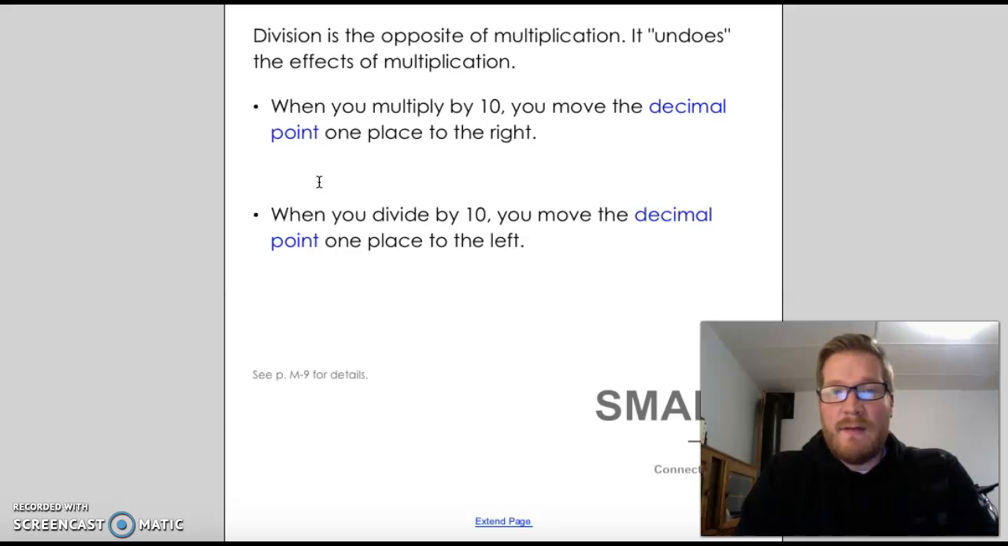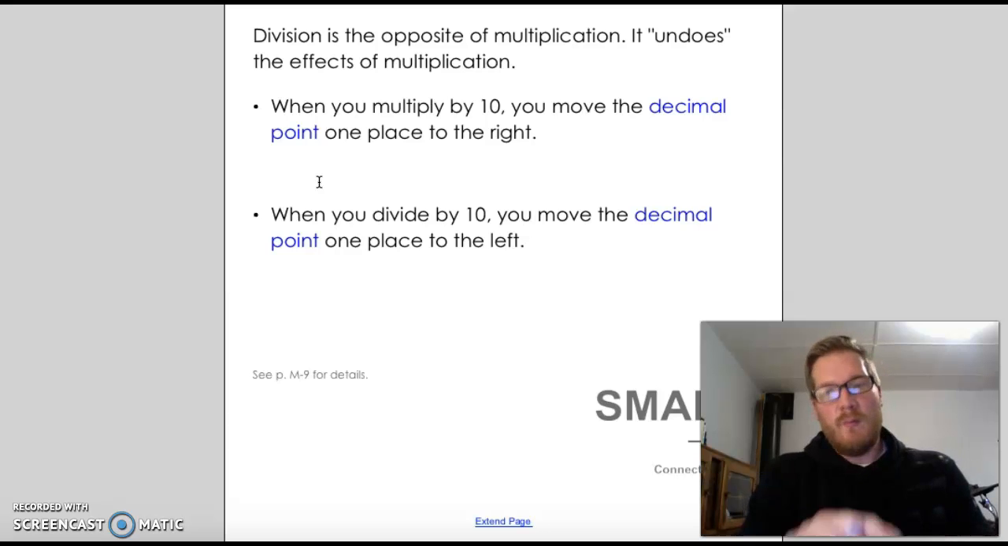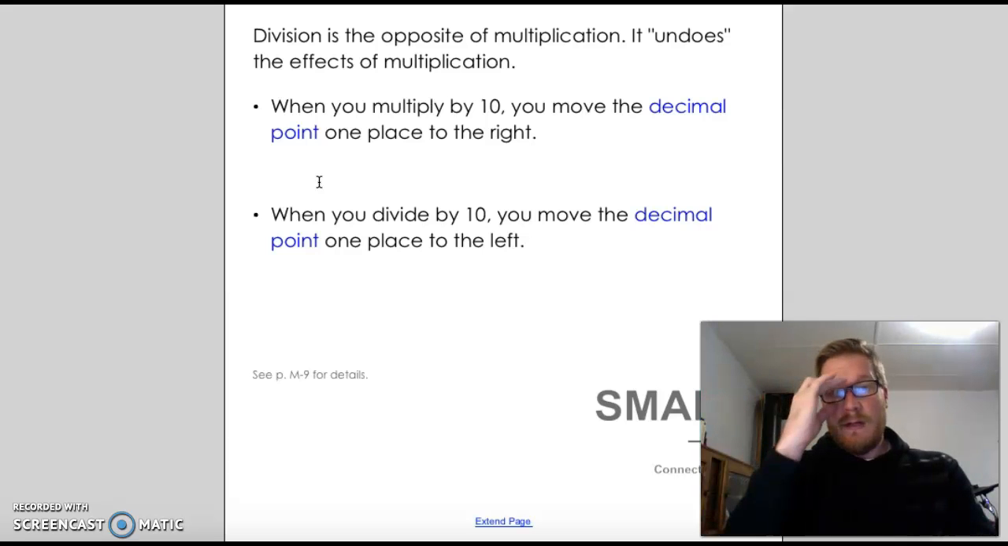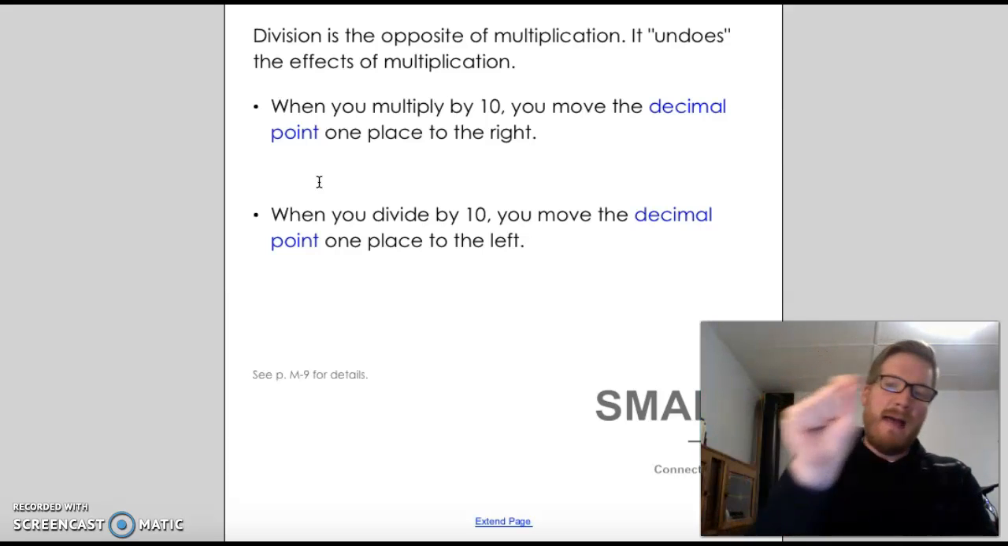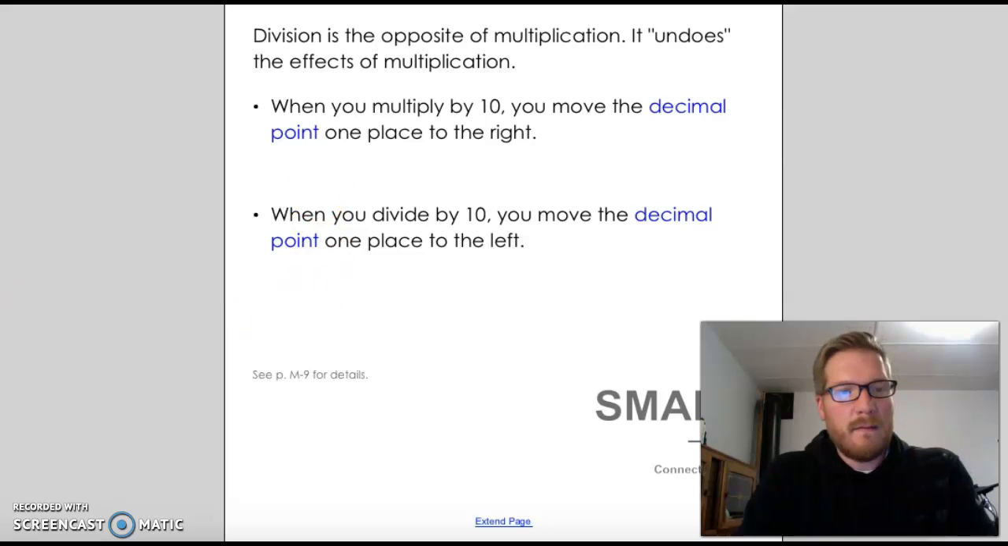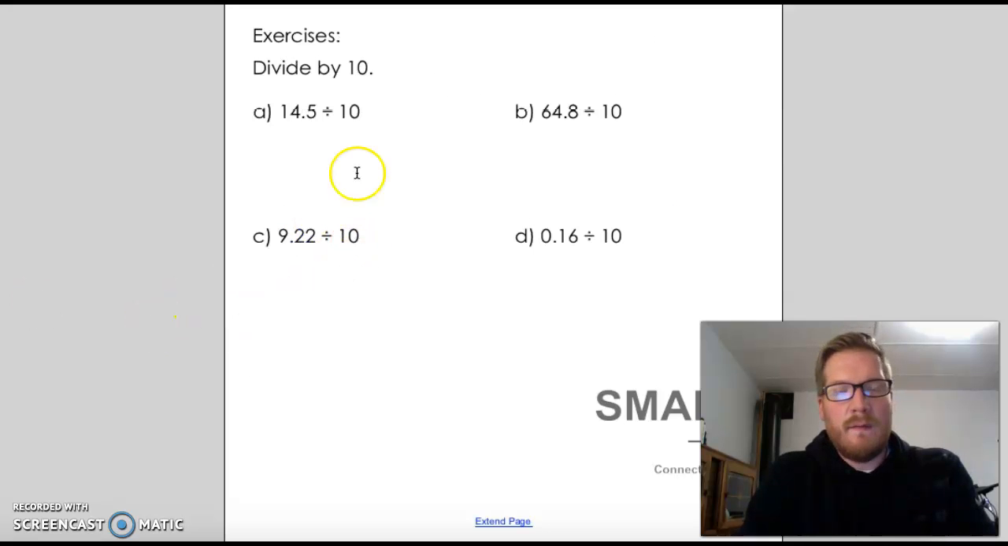So, as I said a second ago, division is the opposite of multiplication. It undoes the effects of multiplication. So when you multiply by 10, you move the decimal one point to the right. When you divide by 10, you're going to move it back to the left. So then some practice here. You can pause it and pick it up after you've tried the questions on your own.